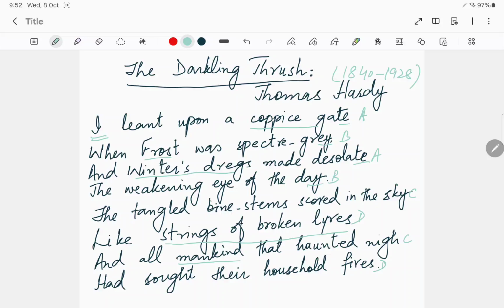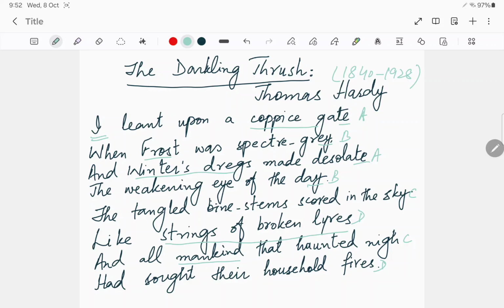So Hardy actually is painting a scene not only of physical winter, but also of emotional and spiritual emptiness or desolation. Well, as far as the literary devices are concerned, the stanza is full of imagery, visual and tactile images of cold and decay, silence, spectral grey. It says winter's dregs and broken lyres.